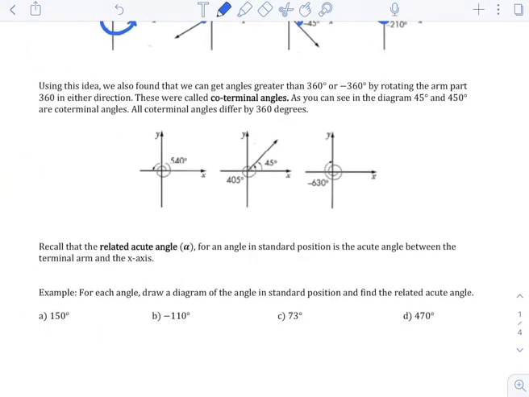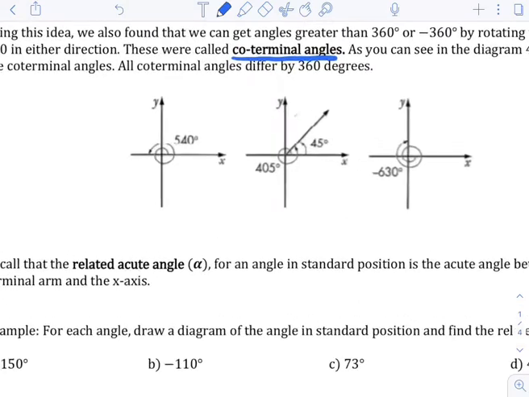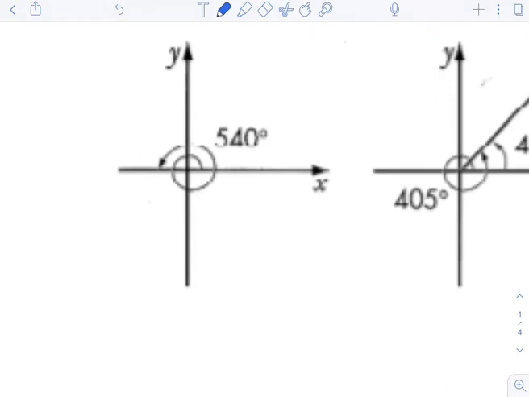Then we had to deal with situations where we said, what happens if it goes around more than once? If our terminal arm went around more than once, we called them coterminal angles. So let's have a look at some of these. In this case, 540 degrees. We can think of that as the arm going around once, that'd be 360 degrees, plus another 180. So 360 degrees plus 180, that's where we get that 540 from.